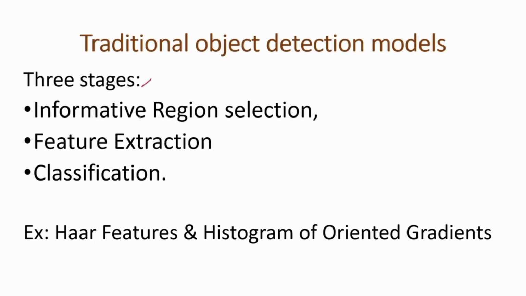So the first stage was informative region selection. Suppose we have different objects in any position of the image. We have an image with different objects in different regions, and they could be of different sizes. Suppose here is a small dog, here is a big dog, and here is another image of a dog, and it could have a different aspect ratio or size.